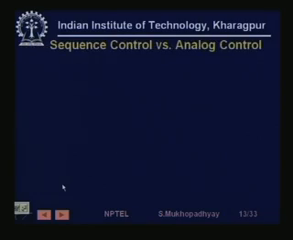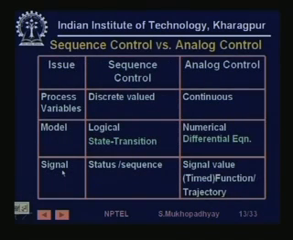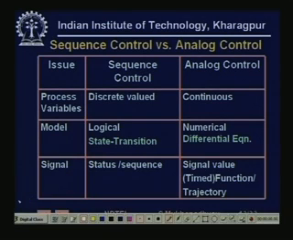So having done this example, we can take a look at some basic differences between sequence control and analog. So, firstly, the process variables in the sequence control are discrete valued, in analog they are continuous valued. The model, as a consequence, the model here is logical, typically state transition kind of models, while in analog control they are numerical. So, you use either differential equation or you use difference equation. So, use some numerical equations.